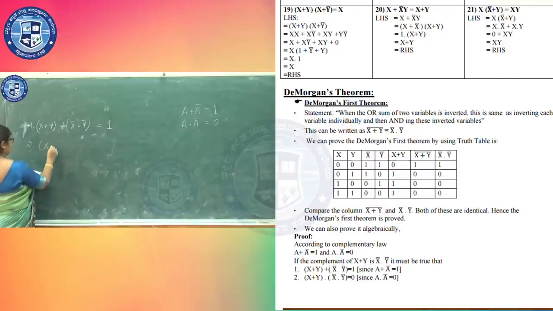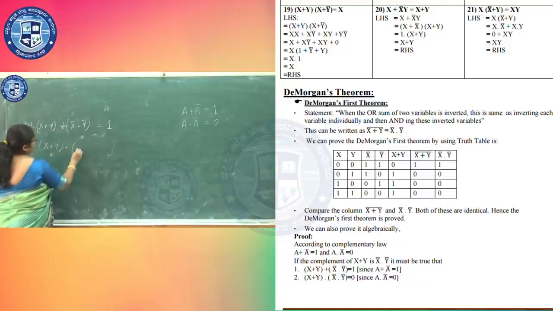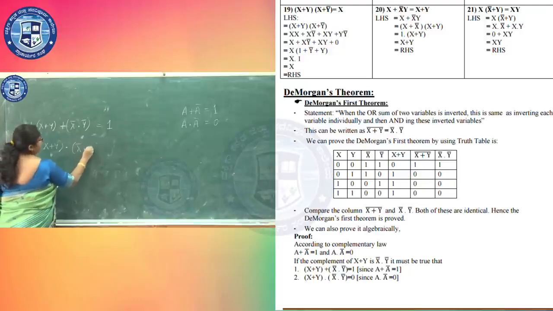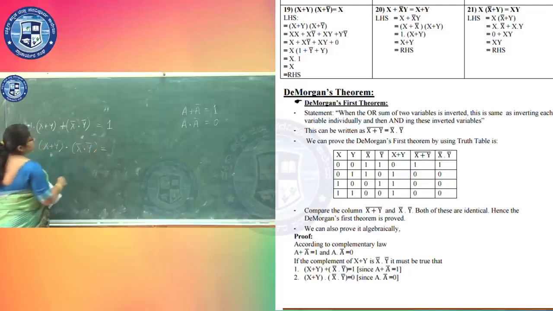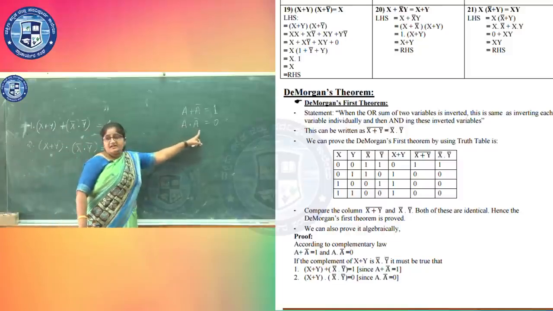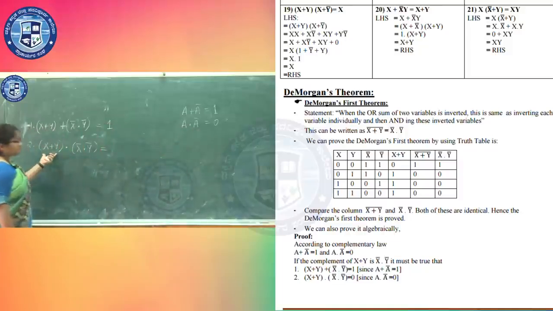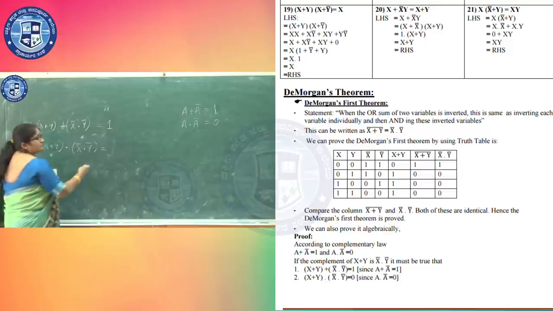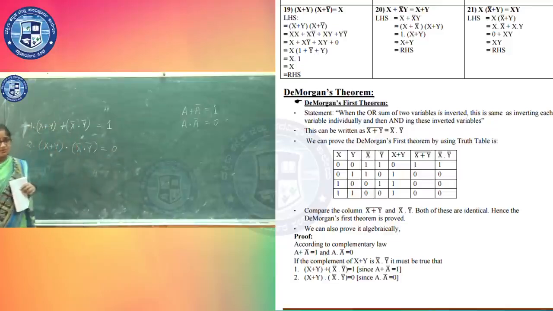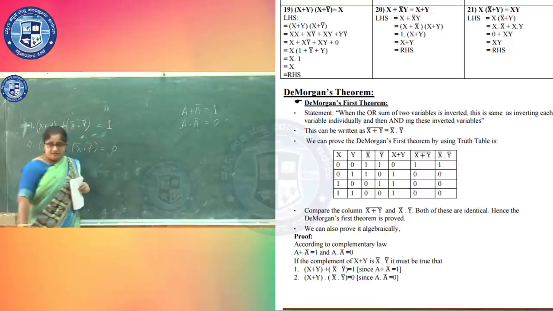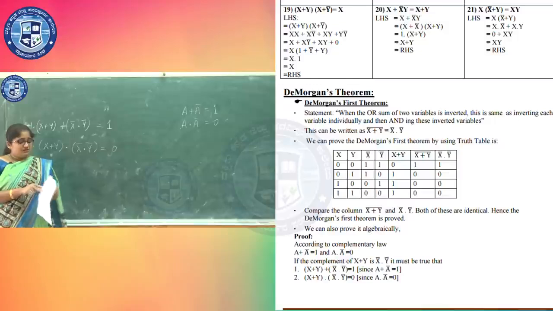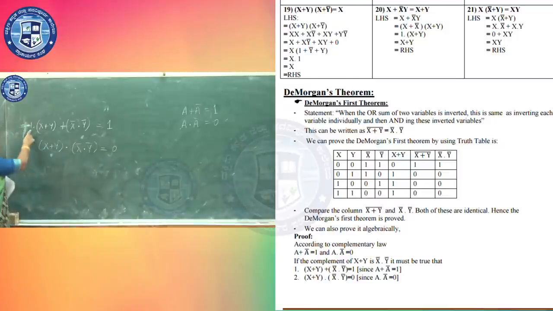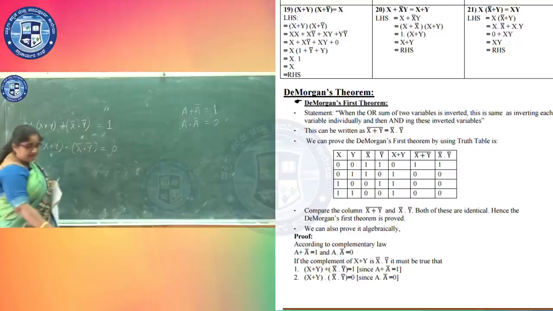The same way we will have x plus y and x dash and y dash. Since a and a dash is equal to 0, this variable and its complement are ANDed, and it will give the value 0. So these two must hold true if this theorem is holding true. So after this we shall prove it. We shall see the proof of the first part.